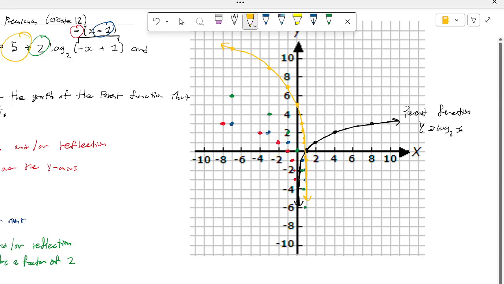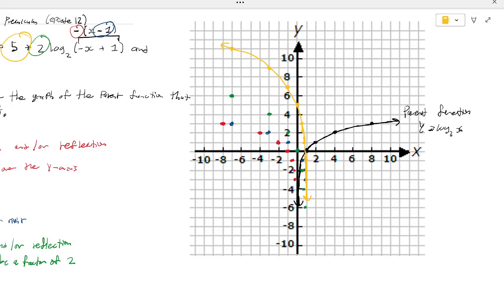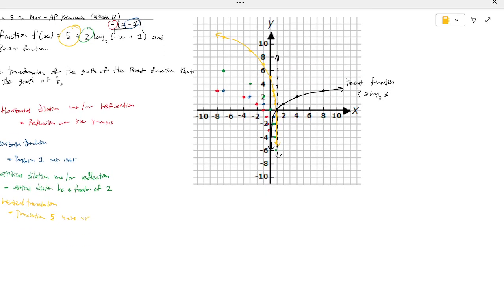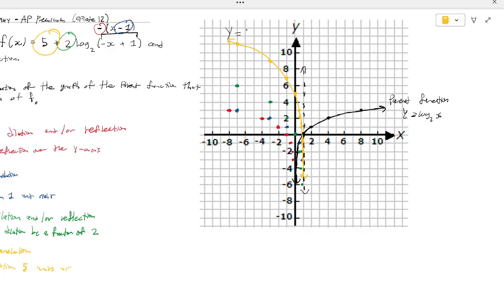Alright, let me just draw that asymptote line, because it's going to be going down. We're going to have an asymptote line at x equals 1, because it just got shifted over right 1. Okay. Now let me label this. This is y equals, or no, f of x equals 5 plus 2 log base 2 of negative x plus 1.